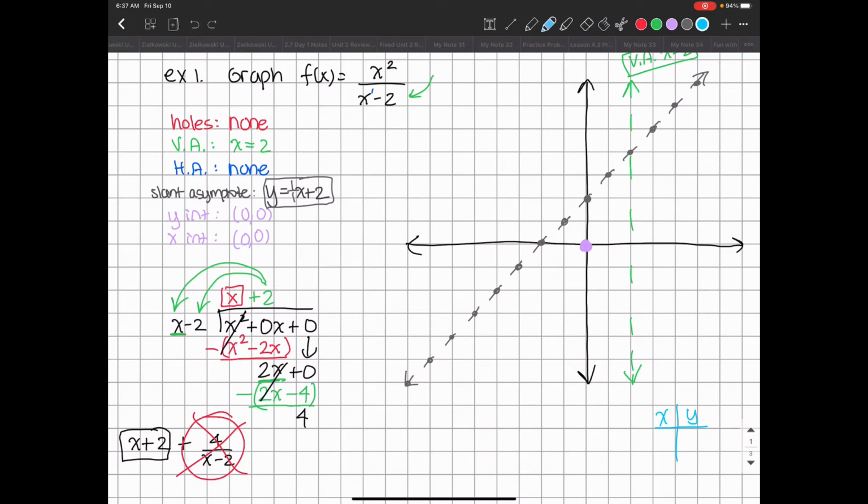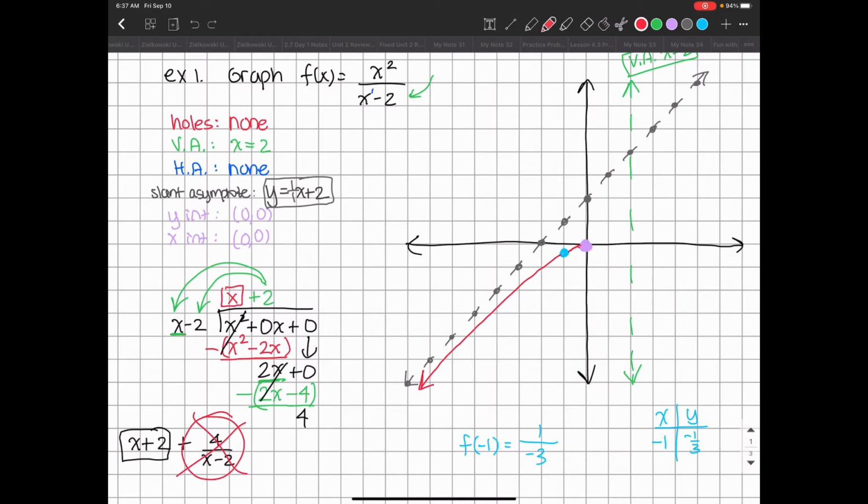If I plug in x is -1, which is to the left, f of -1 would be -1 squared, which is 1, over -1 minus 2, which is -3. So I'd get -1/3, which means that I am going to be going downwards, which makes sense because as I go to the left, my end behavior is described by that slant asymptote. As I keep going to the left to -infinity for x, I should be getting closer and closer to that slant asymptote. So it makes sense that I would be going downwards from this important point.